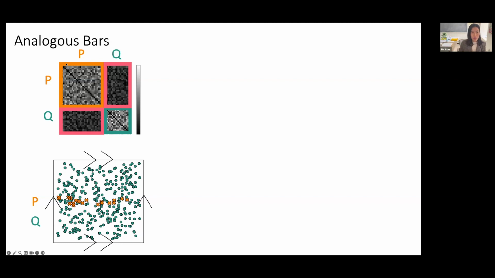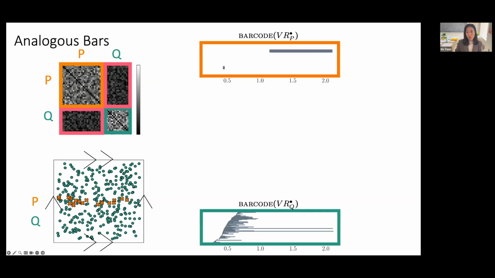I can use the distance matrices among P's and the distance matrices among Q's to compute my usual barcode from a Vietoris-Rips filtration. Here, all the barcodes are shown in dimension 1. As you would expect, the barcode among the orange points is going to have one circular feature. The barcode among the Q points indicates that Q has 2 circular features on the square torus. And the question is, I want to understand how these 2 barcodes are related.